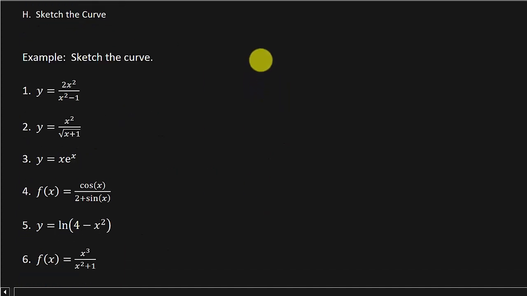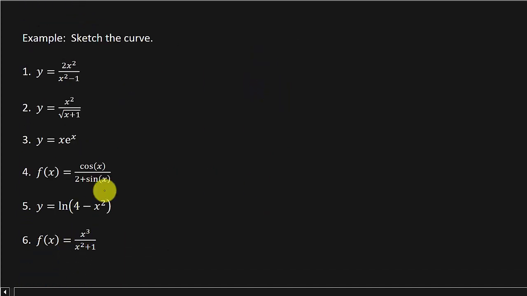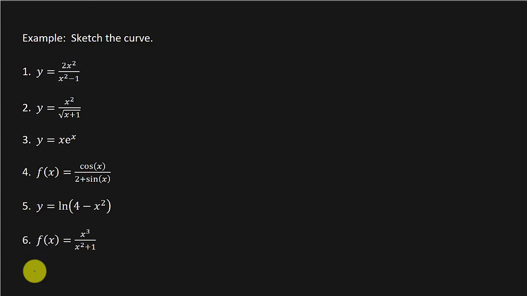And here's the problems I'm gonna be working. And actually I think I'm gonna throw one more in there, problem number 7, where we work a graph that has a hole in it. So there'll probably be one more.